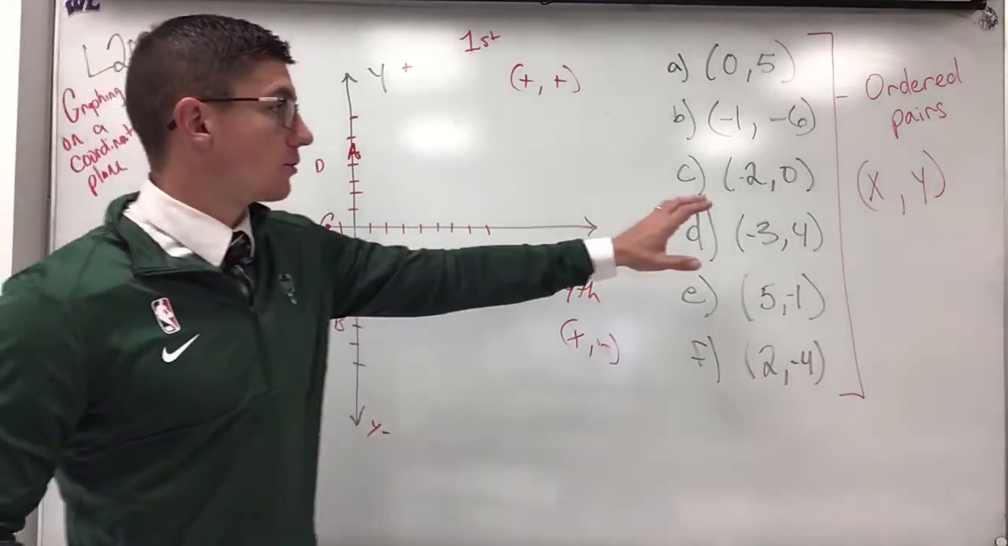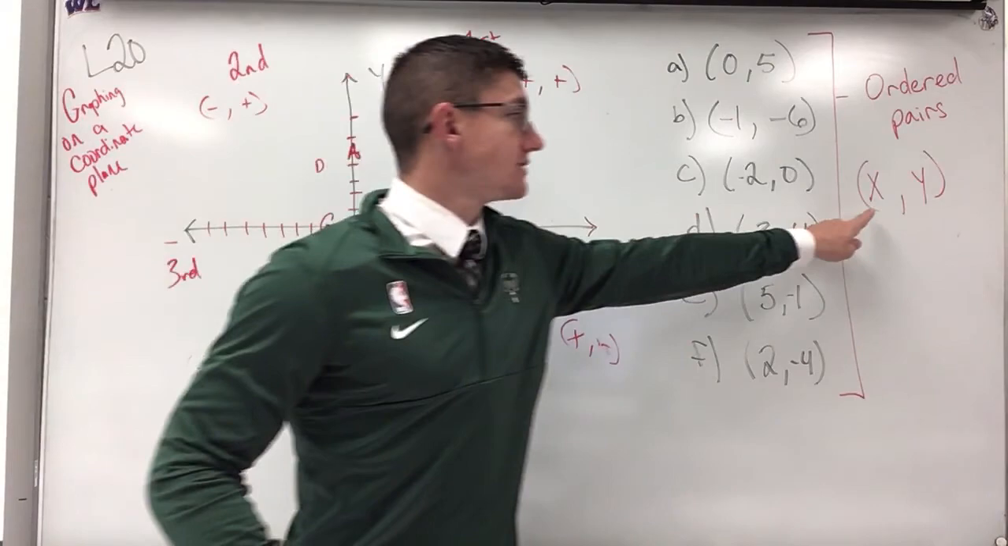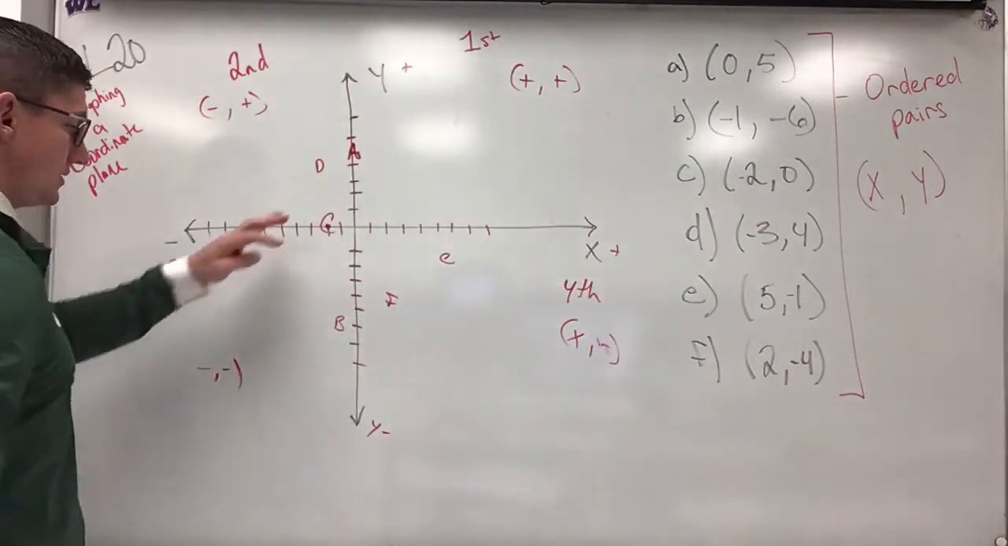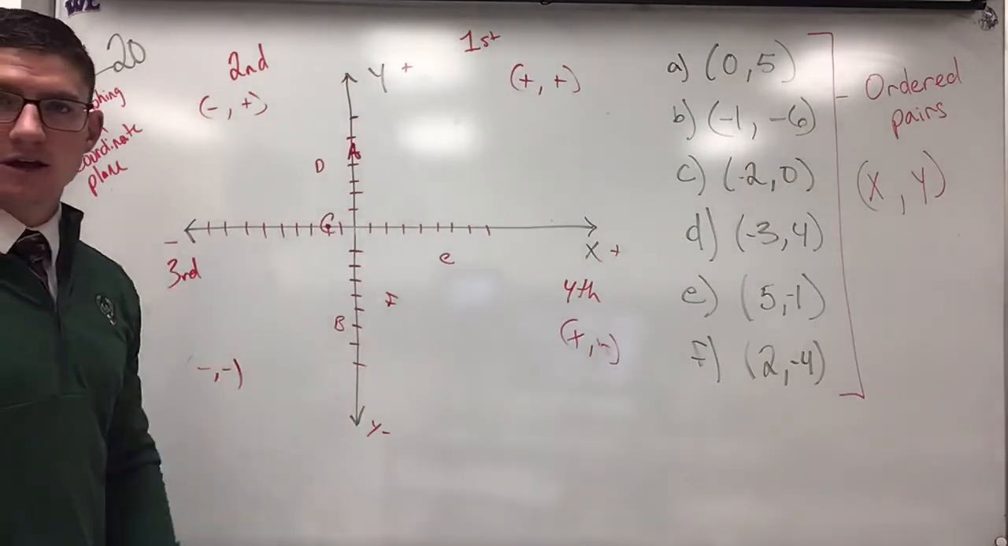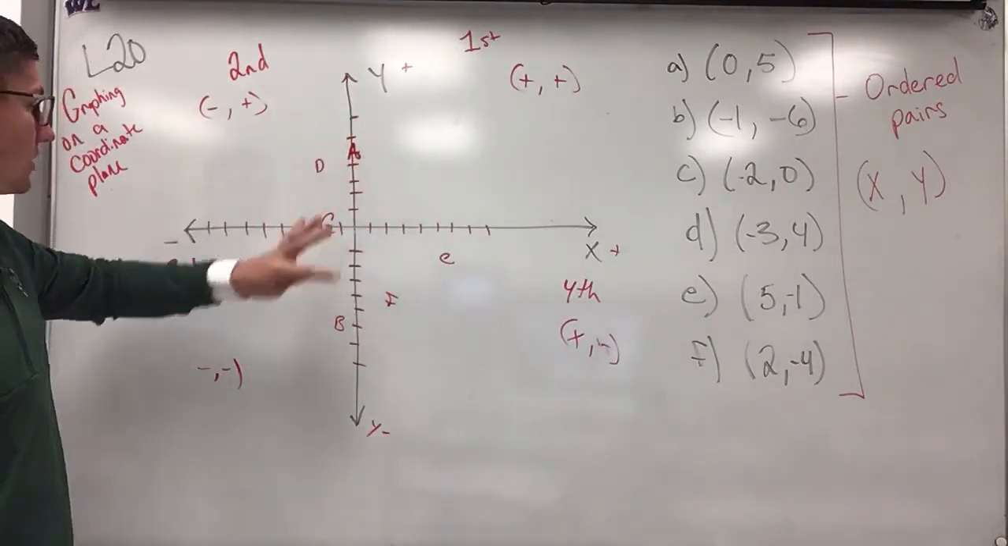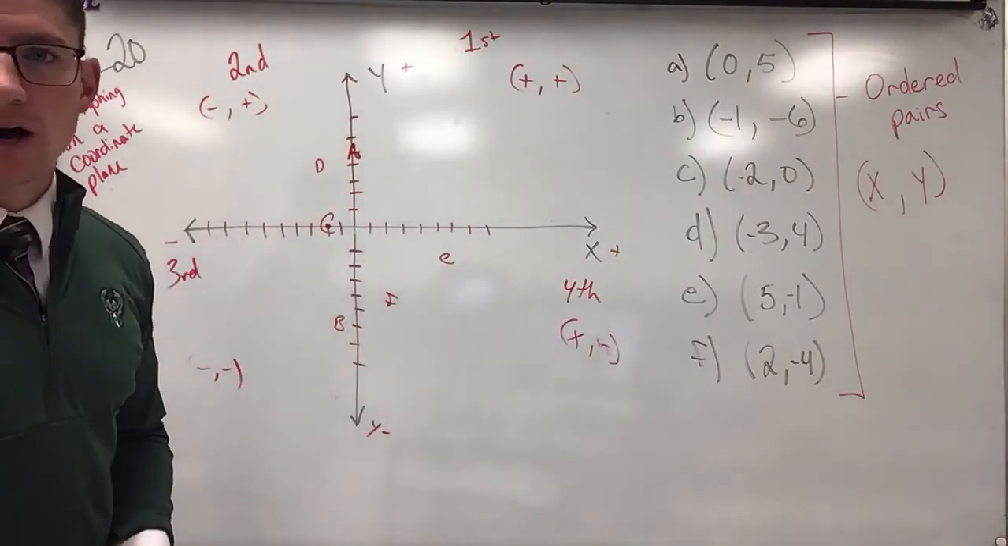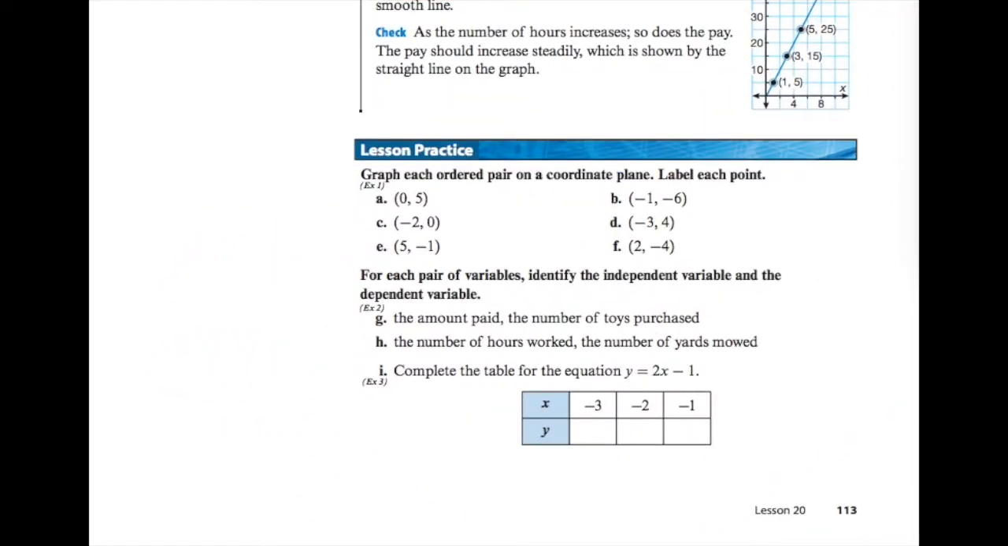Again, our ordered pair has the x value, then the y value. You're graphing positive x values, negative x values, positive y values, negative y values. Put those two things together, and it gives us our ordered pair, and gives us the coordinates for where those show up on our graph. The next portion of our lesson practice problems asks us to complete this table.